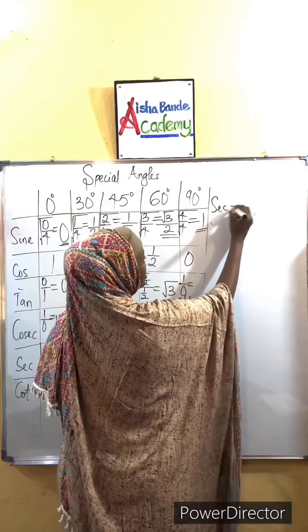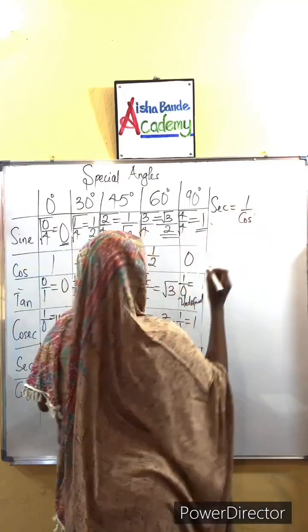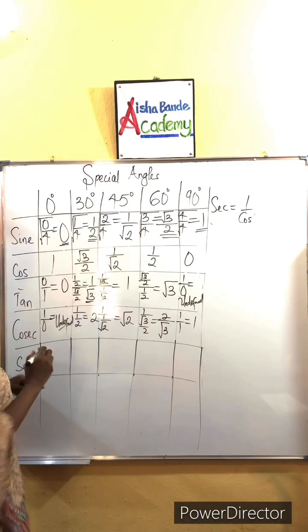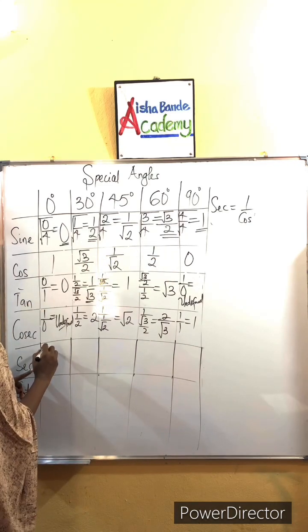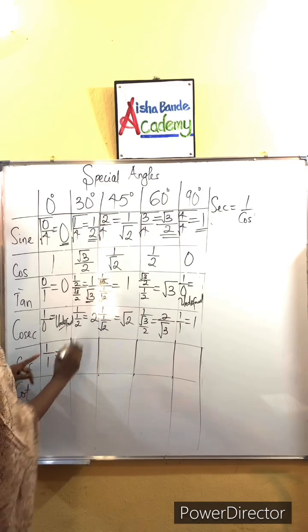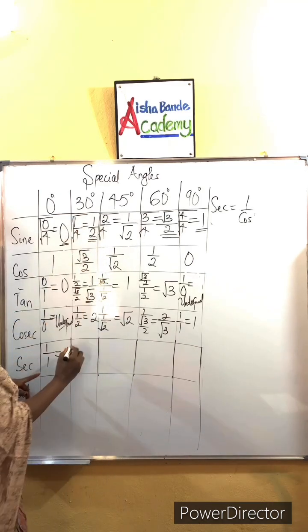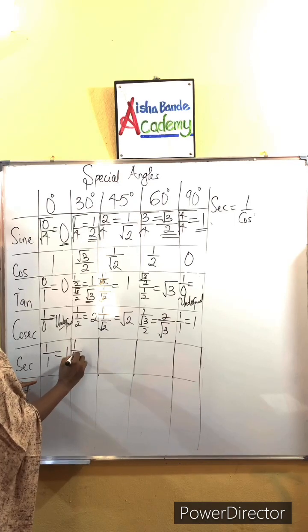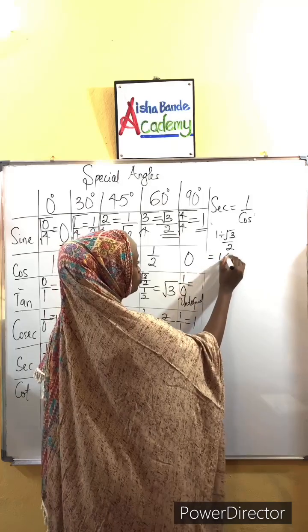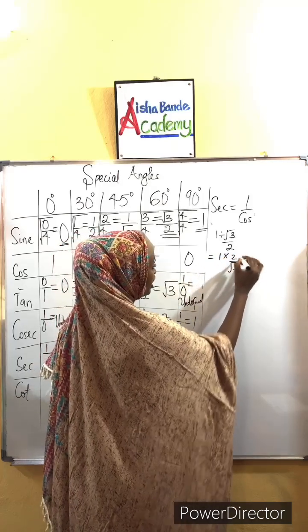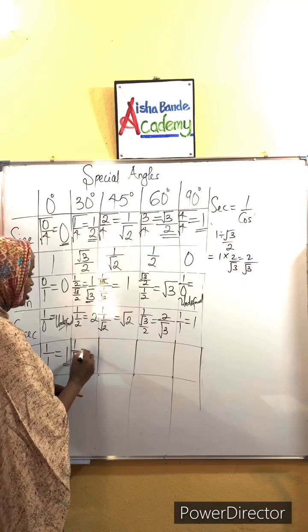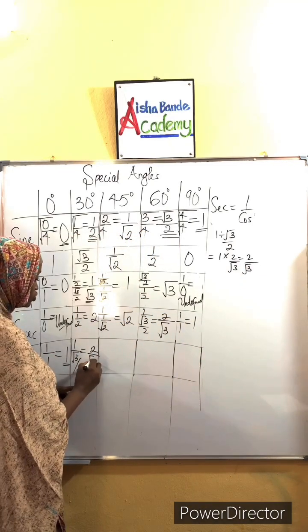So sec is given as 1 over cos. So let's come here now. This is going to be 1 over all the values we have for cos. So for sec 0, it is going to be 1 divided by 1. Here our answer is 1. Then sec 30 is going to be 1 divided by root 3 over 2. So let's simplify this. So this is equal to 1 times 2 over root 3. And this gives us 1 times 2 is 2. Then we have the root 3. So here our answer is 2 over root 3.